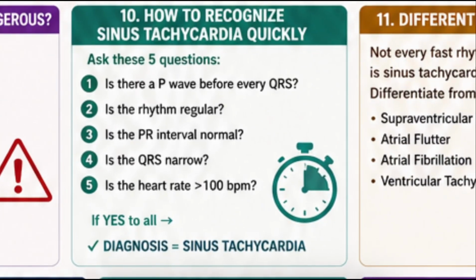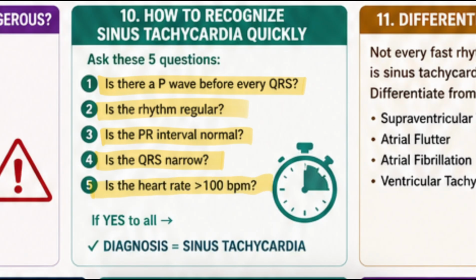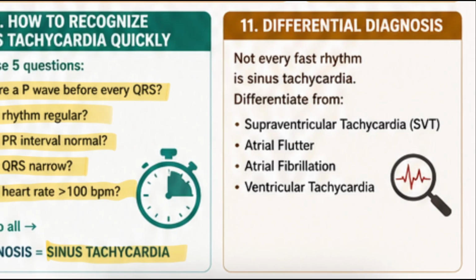Okay, how to recognize sinus tachycardia? Whenever you are doing ECG interpretation, always ask these 5 questions. Is there a P wave before the QRS complex? Is the rhythm regular? Is the PR interval normal? Is the QRS narrow? Is the heart rate greater than 100 beats per minute? If everything is yes, then we have to suspect sinus tachycardia.